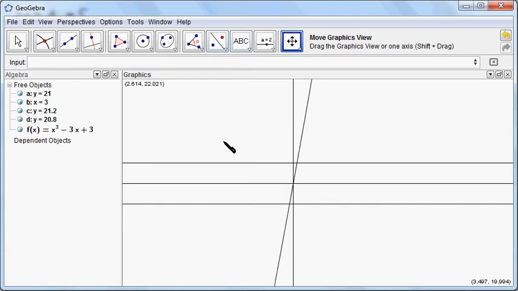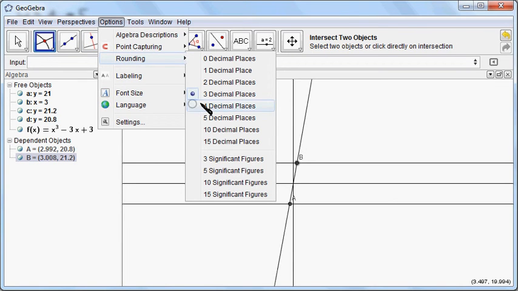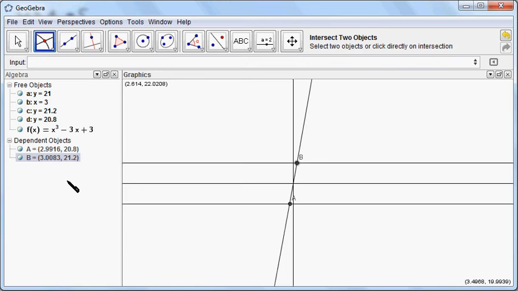We know we need to find those points, so find the intersection right here, and the other one right there. We need rounding to 4 decimal places. So you can see that it says 3.0083, and this is 2.9916. They're very close. So let's find the value.